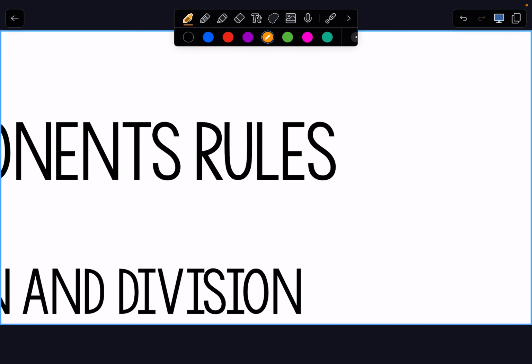Okay, I have a question. What does 3 to the 4th mean? Is this an easy question or a tough one? 3 times 3 times 3 times 3 is what 3 to the 4th means. So if you have exponents, I need you to understand that it's repeated multiplication.